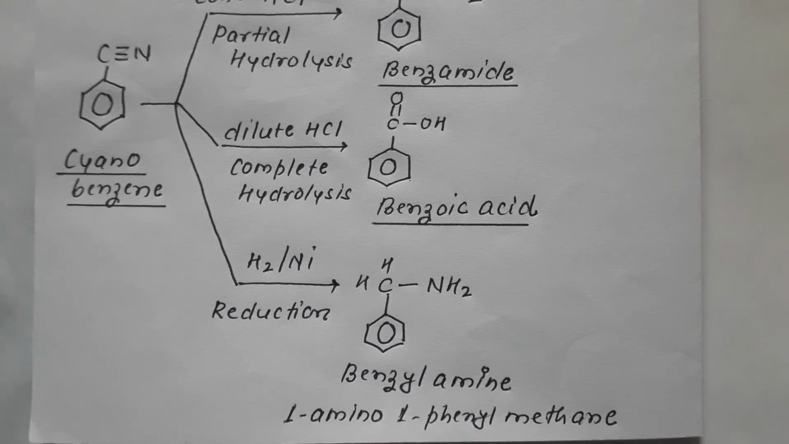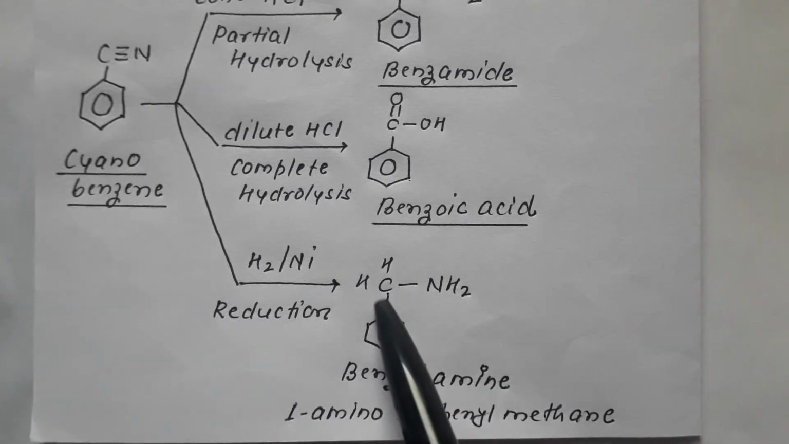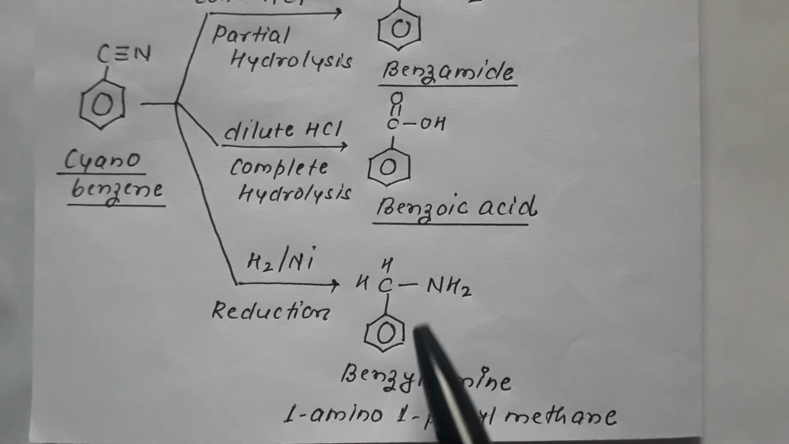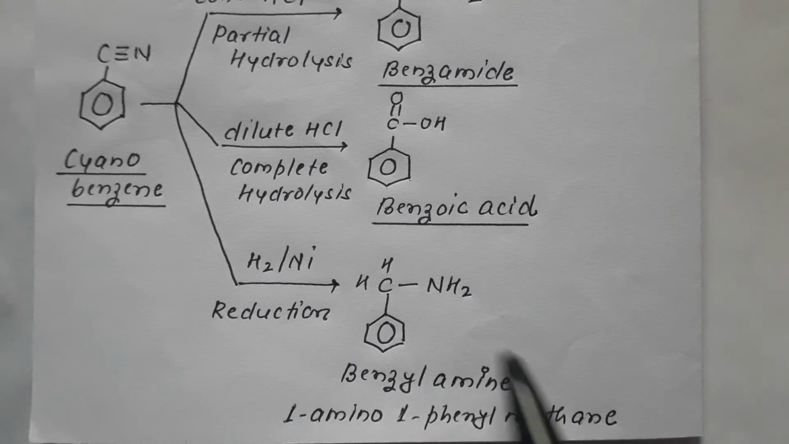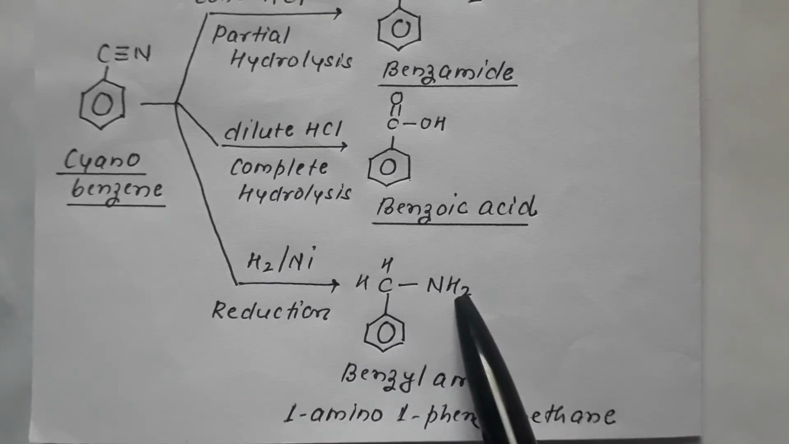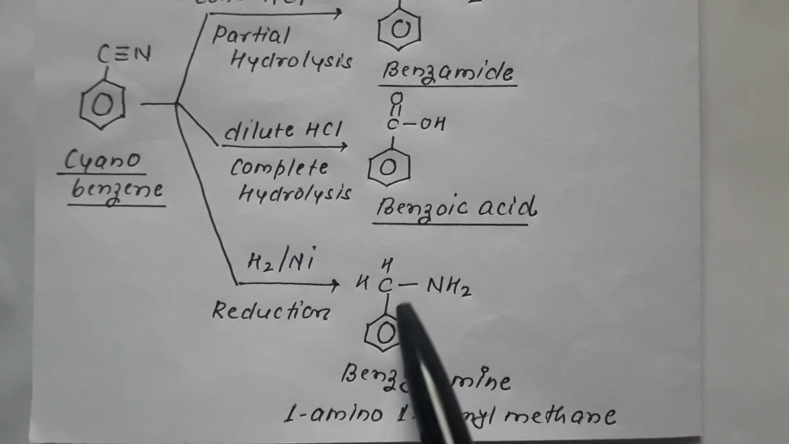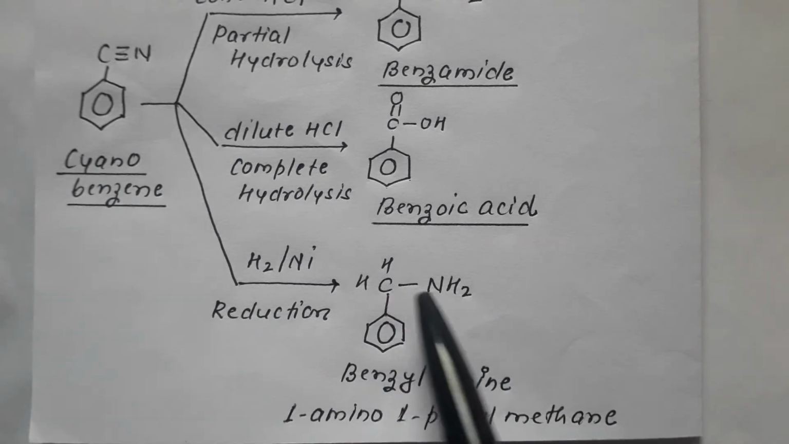Now, if we give the IUPAC name, the chain is one carbon. We will consider this as the main chain, the reason being it is having the functional group. We have only a one carbon chain, therefore this compound is a methane compound. One H has been replaced by amino and one H replaced by phenyl. This is called one amino, one phenyl methane, which is commonly termed as benzylamine.